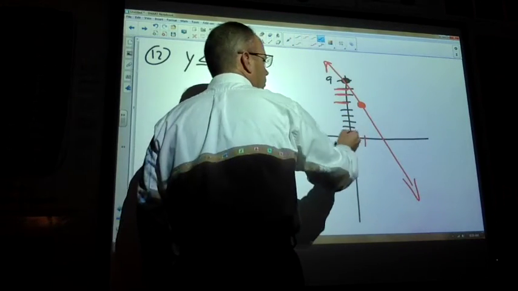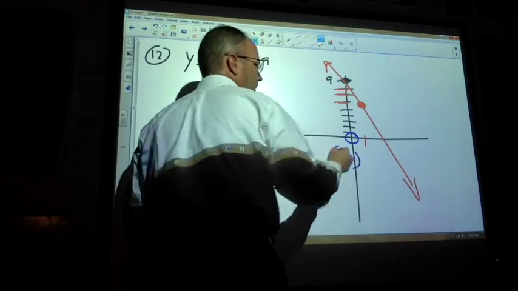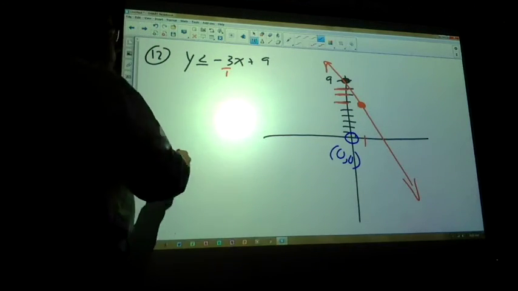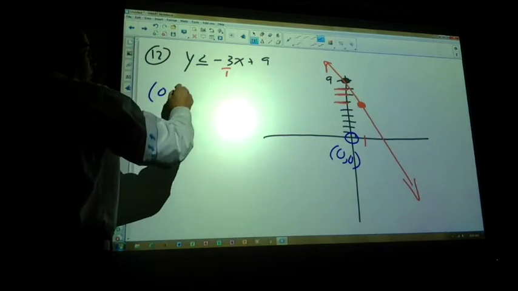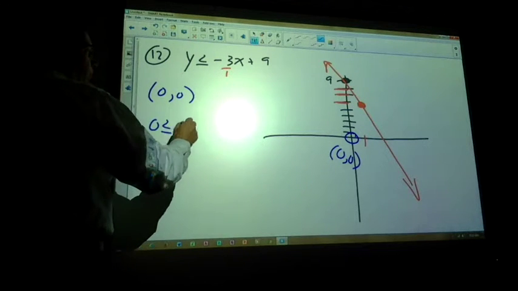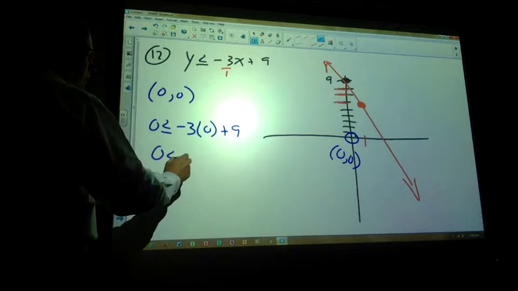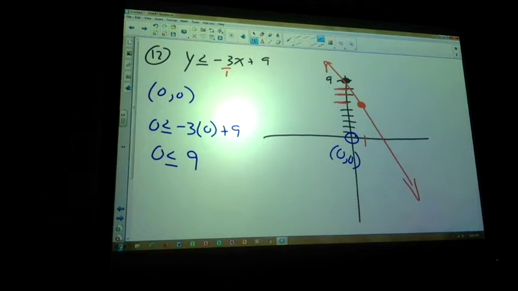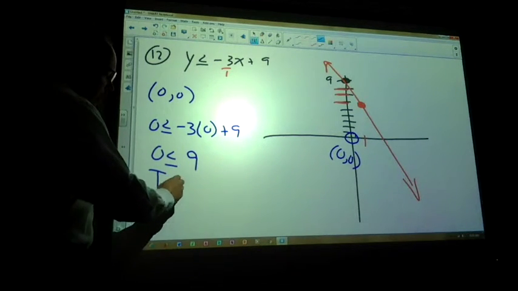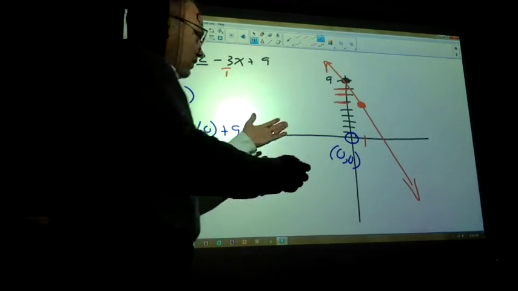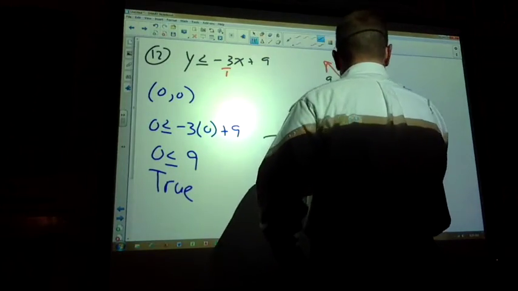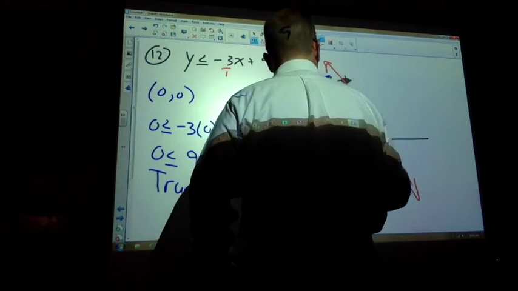0, 0 totally works. It's on the bottom of the graph, or on the left side of the graph, or something like that. So 0, 0 is my test point. Let's see if it works. So 0 is less than or equal to -3 times 0 plus 9. So 0 is less than or equal to 9. True or false? True. So which side do I shade? The side that has the test point on, right? There you go.